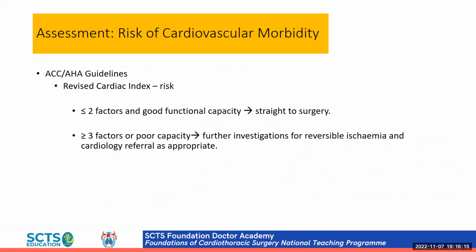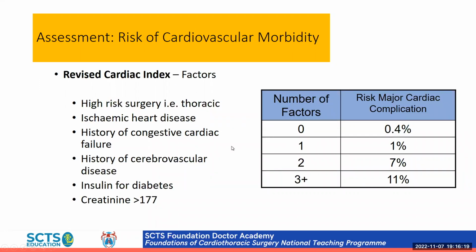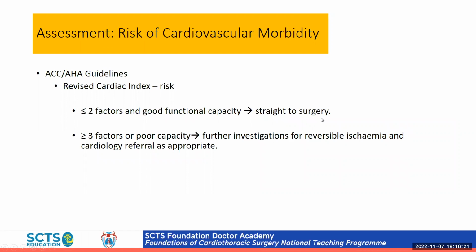Now, if there are up to 2 factors from what we have discussed here, you can take the patient straight to surgery as long as the symptoms are stable and they don't have any new onset symptoms. Anything which is 3 or more, then you could consider other investigations by the cardiologist. So this is the recommendation from the ACC and the AHA guidelines regarding cardiovascular morbidity.